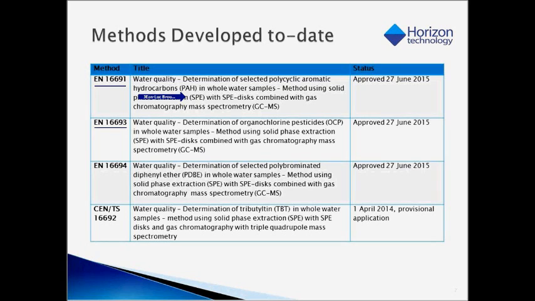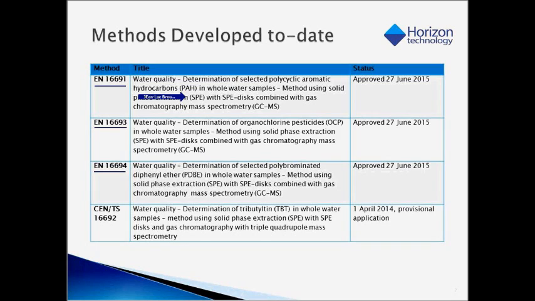16693 and EN 16694. These two methods are very similar, which require SPE-disk combined with GCMS to analyze the whole water samples. The fourth and final one is 16692, which is about TBT, tributyl tin, and this is still in a provisional application.